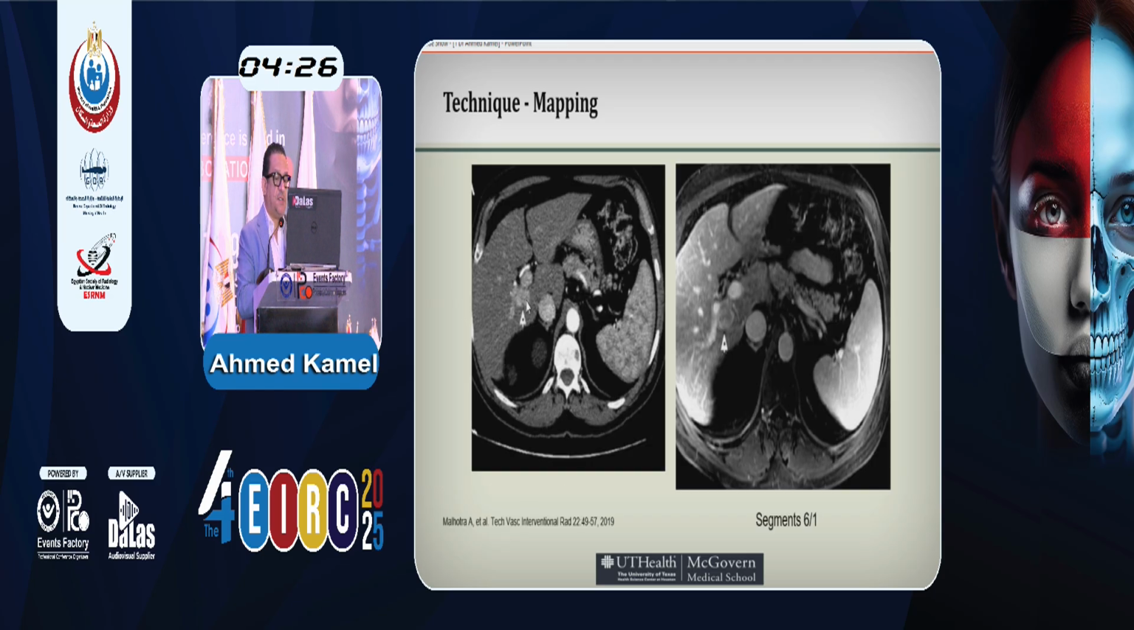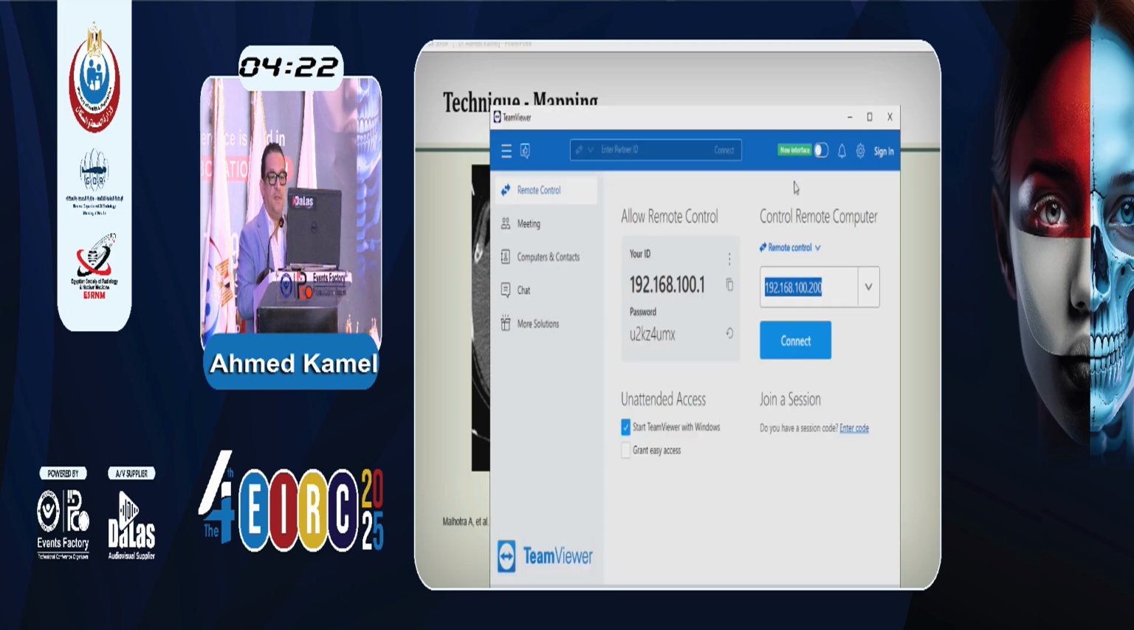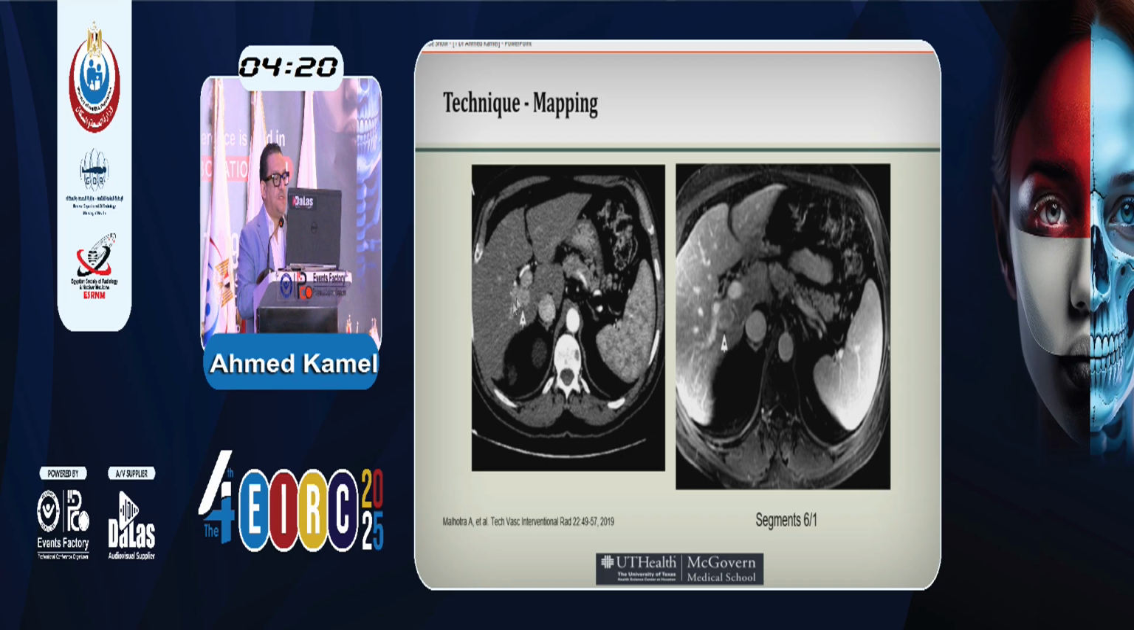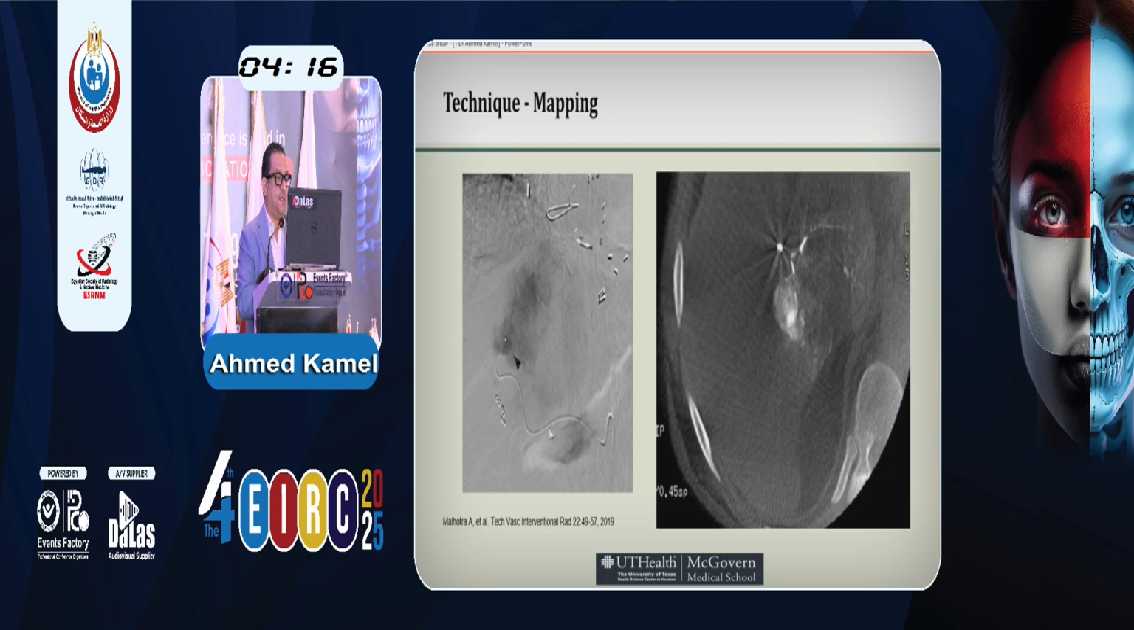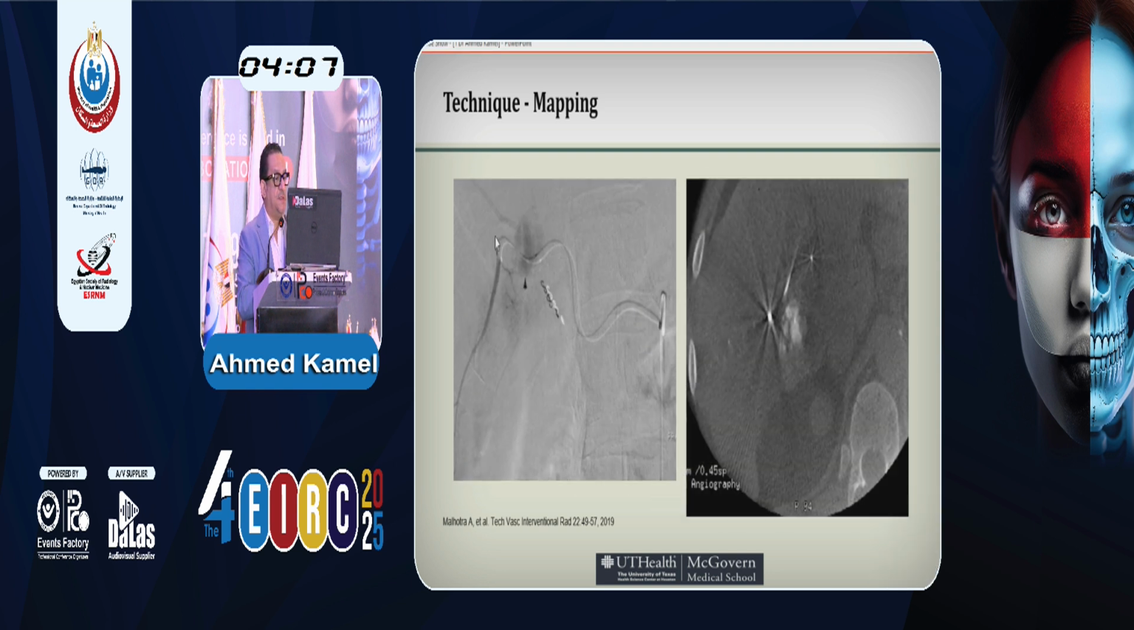This is a case where we have a tumor that is between segment 1 and 6, and this is the venous phase. This is the selection of segment 1, that's the caudate, and you can see part of the tumor is coming up here, and then this is the segment 6 angiogram.